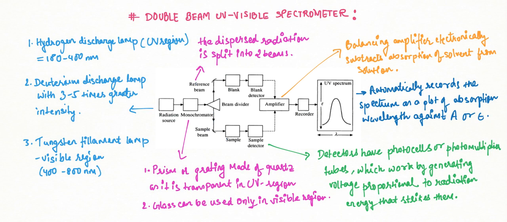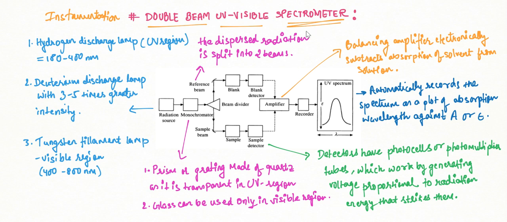Yeah, so first of all we are going to begin with the instrumentation part, because it is very important, and sometimes very simple questions in the exam get asked and we get confused about how to answer them. So first we have to clear our basics on the instrumentation as well. Okay, so let's first study the double beam UV visible spectrometer.